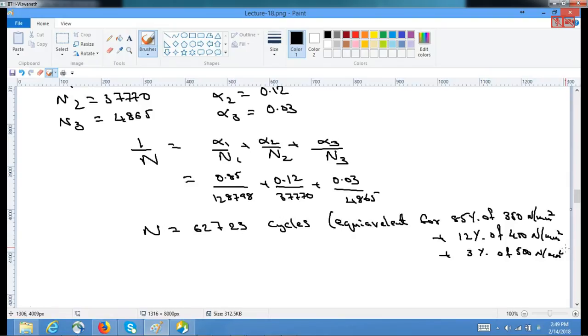This is the life, and this only has meaning when your equivalent loading is given. So a mixed component which is subjected to various different stages of stress levels, which are completely reversed, has a life of 62,723 kind of stuff. This is what is required when you are designing a component with various stages. With this, the example as well as the theory for the completely reversed cycle is done.